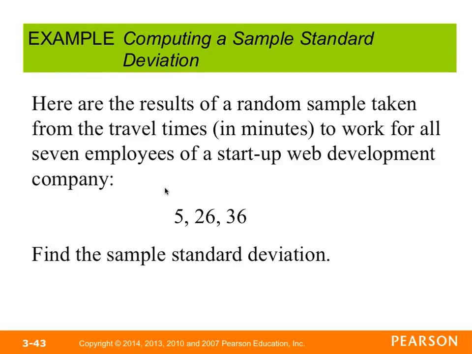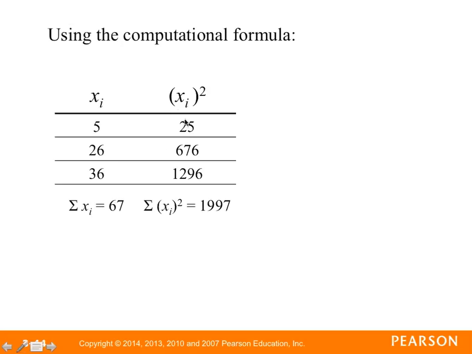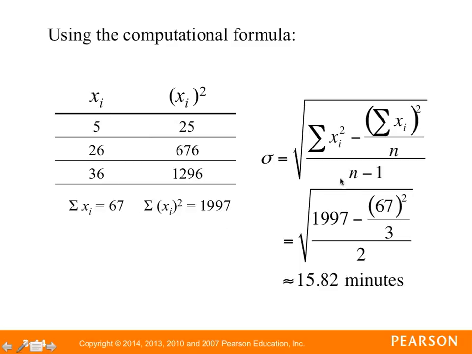So if we want to compute a sample standard deviation, we could look at a sample from our web development company. If we want to use the computational formula here, all we have is our xi's, which are 5, 26, 36. We create a column where we've squared them. We add up these columns, so we have 67 and 1997, and then we just use our computational formula. So for the first one, we take the sum of all of the xi's squared, and we got 1997.